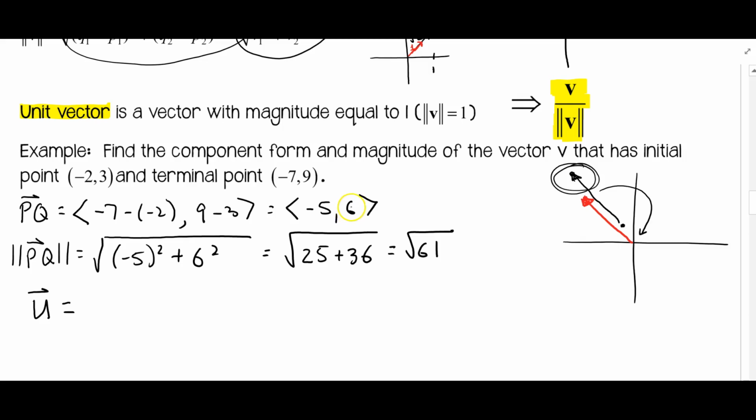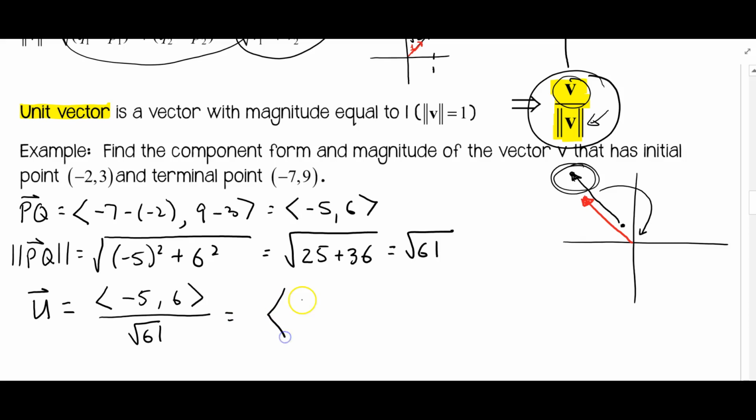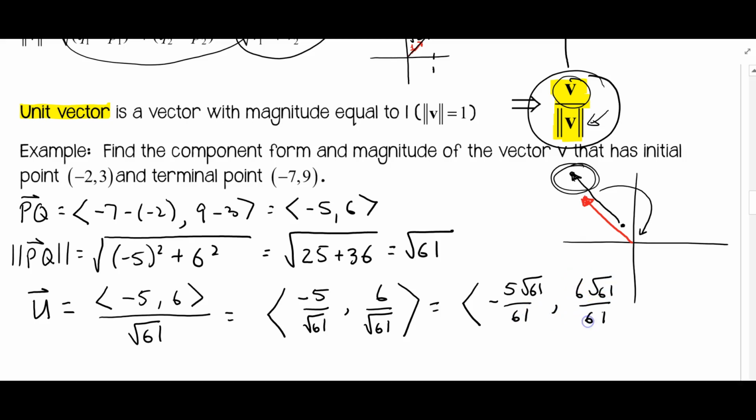So I have the component form, I have the magnitude, so all I need to do, based on this formula here, is take the component form divided by the magnitude. So the component form is -5, 6, and I'm going to divide it by the square root of 61. And then we'll simplify this, so we're going to have -5 over square root of 61, comma, 6 over square root of 61. And we can simplify this to -5 square root of 61 over 61, comma, 6 square root of 61 over 61.